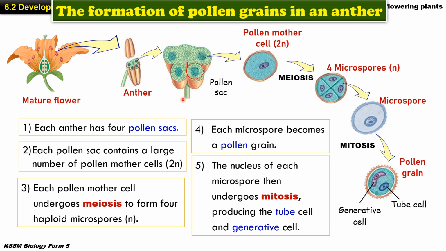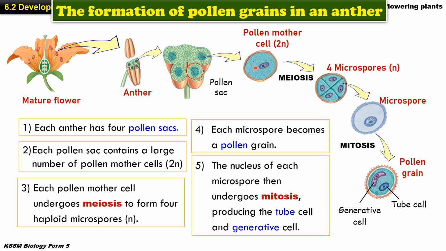Okay, you tengok number 5. The nucleus of each microspore then undergo mitosis to produce the tube cell and generative cell. Boleh? Okay, lukis eh. So, kalau soalan esei untuk yang ini, dia boleh tanya and then dia boleh bagi lebih kurang 8 markah. Dia tanya, explain the formation of pollen grain in anther.